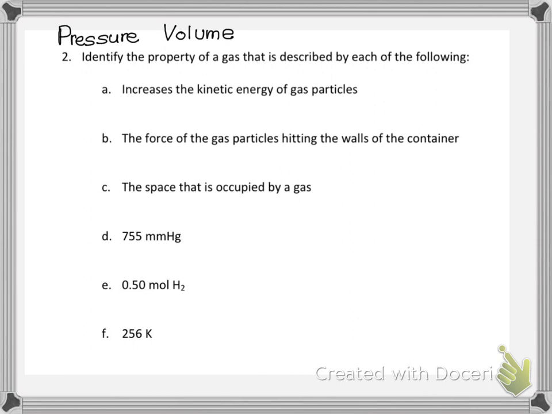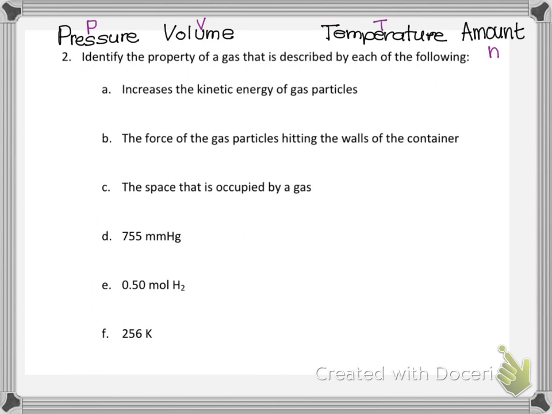There's temperature, which in equations is given a capital T. And then there's the amount, which is given the letter n in the gas laws equations. So pressure is a capital P, volume is a V, temperature is a capital T, and the amount is a lowercase n. So those are the 4 properties of gases that they want us to identify.